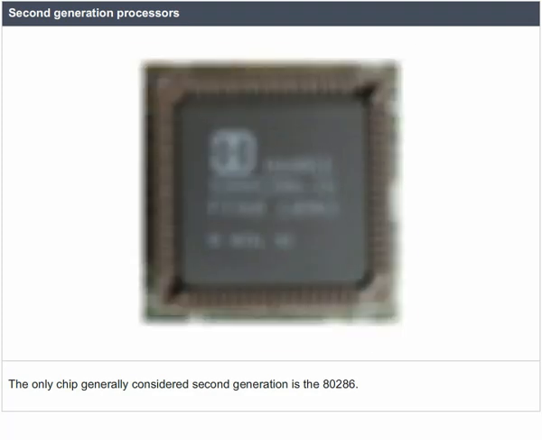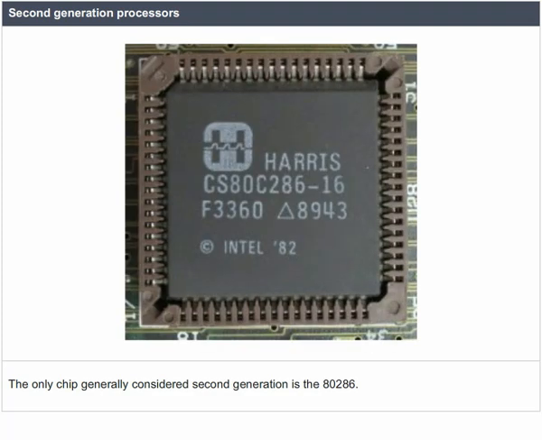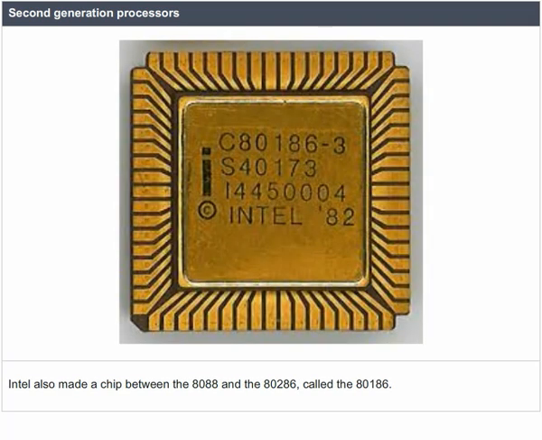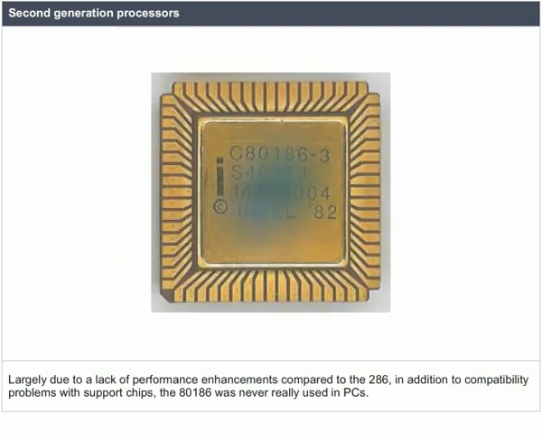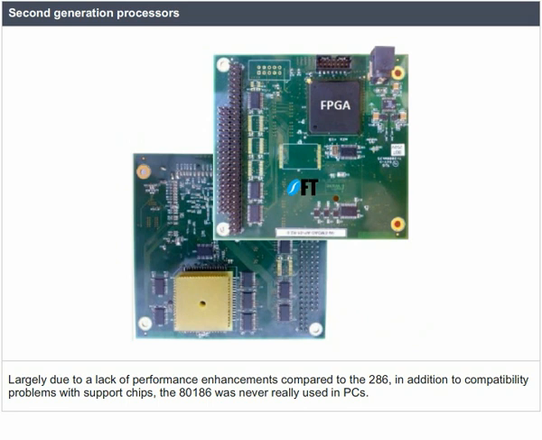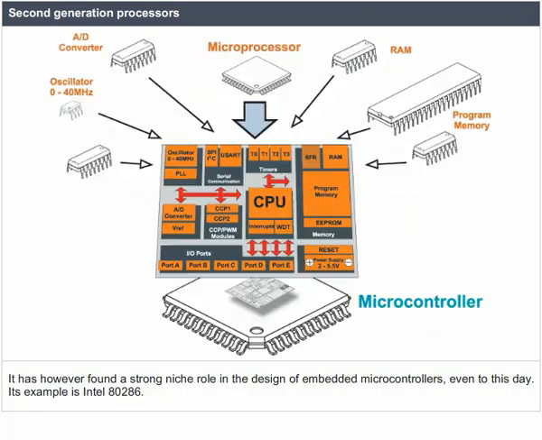Second-generation processors. The only chip generally considered second generation is the 80286. Intel also made a chip between the 8088 and the 80286 called the 80186. Largely due to a lack of performance enhancements compared to the 286, in addition to compatibility problems with support chips, the 80186 was never really used in PCs. It has, however, found a strong niche role in the design of embedded microcontrollers, even to this day. Its example is Intel 80286.